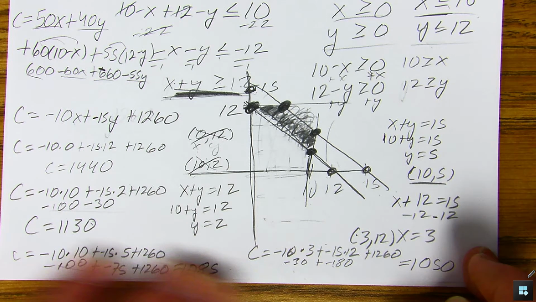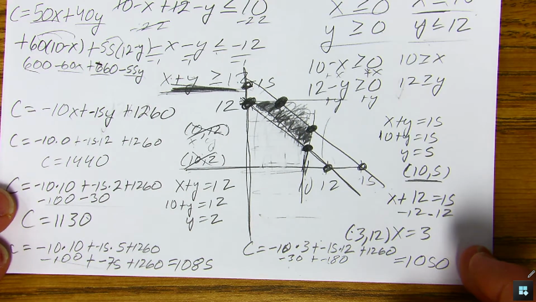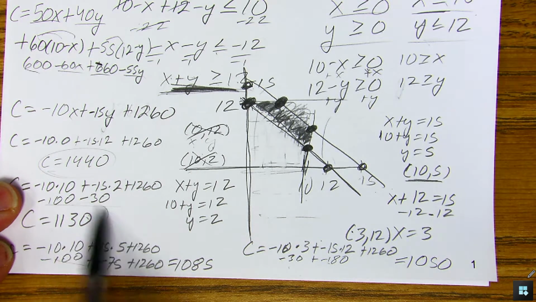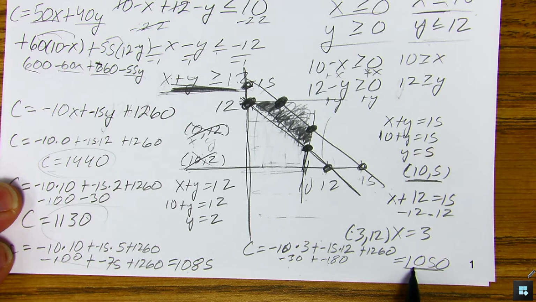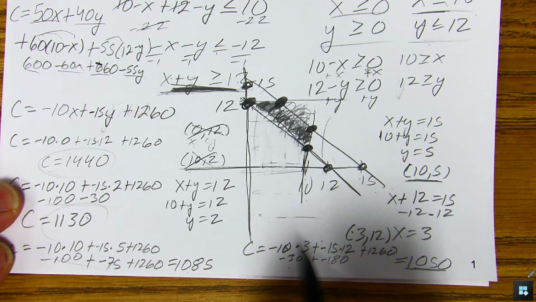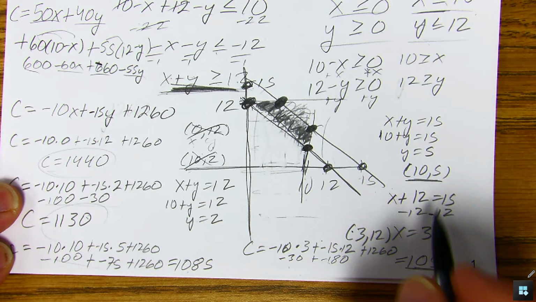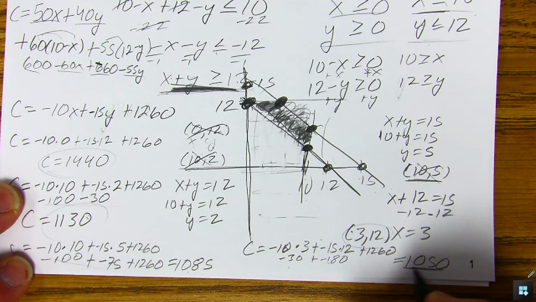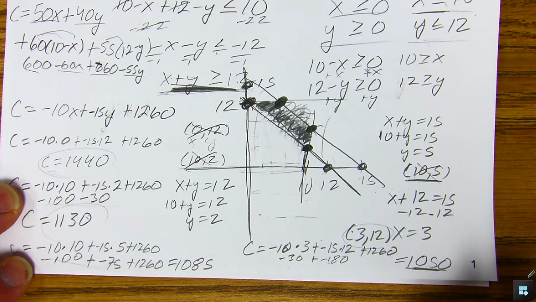Okay, we want again the cheapest or the least amount of cost. Is it the 1440? No. Is it the 1130? No. Is it the 1085? No. So that means this one's out. Okay, the 10, 5 is out. This one right here is the cheapest, 3, 12. So 3, 12 gives us the cheapest amount of cost, 1,050.